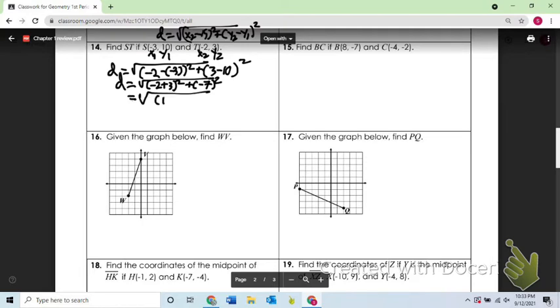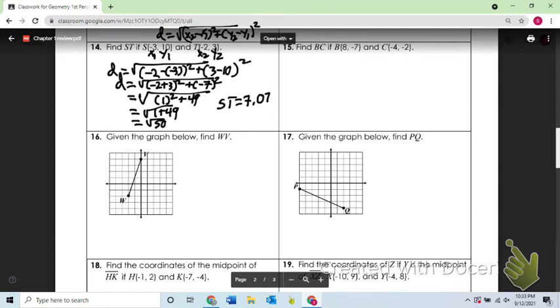Negative 2 plus 3 is 1. 7 squared is 49. 1 squared is 1. 1 and 49 is 50. So we get our answer as the square root of 50. Plug that into a calculator. We get 7.07.